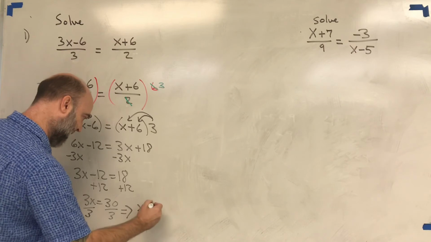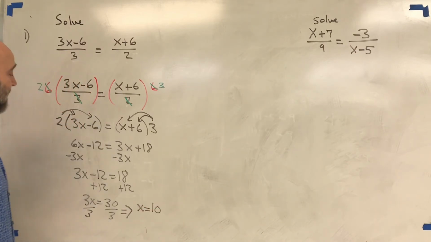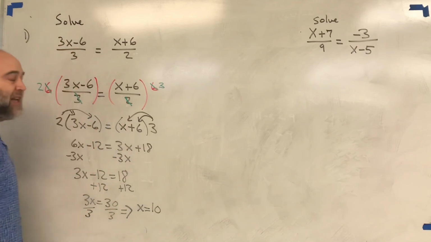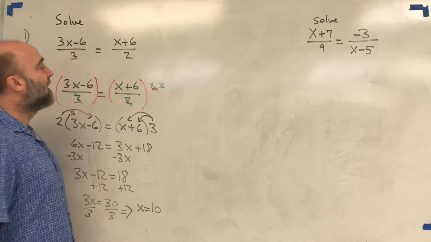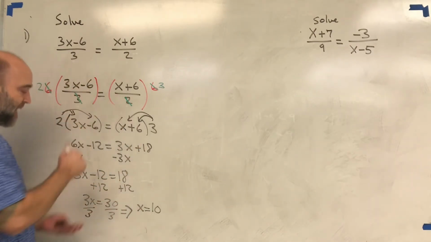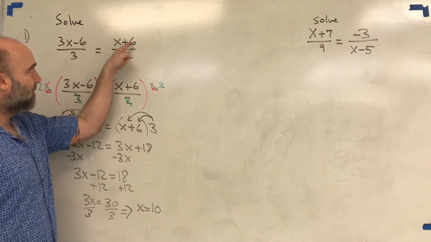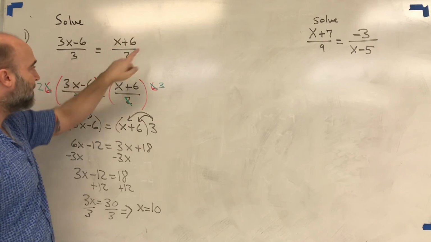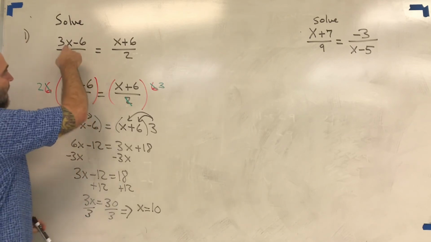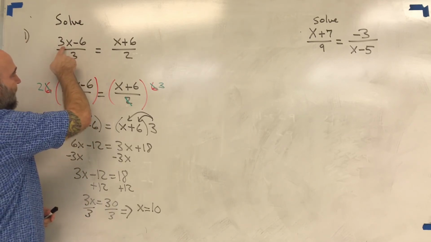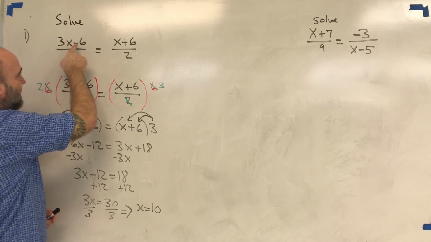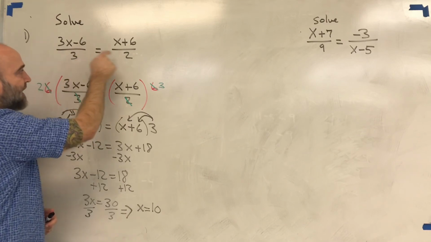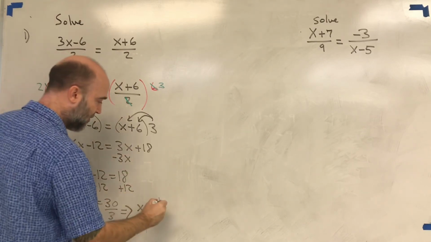x equals 10. And then it's nice to check your work on these, so I really encourage you plugging your 10 back in to make sure you get a true statement here. I'll just kind of do it in my head real quick. So 10 plus 6 is 16, divided by 2, so I have 8 on this side, 8 over here. On this side, 10 times 3 is 30, 30 minus 6 is 24, 3 goes into 24 8 times. 8 equals 8, 10 is our solution.